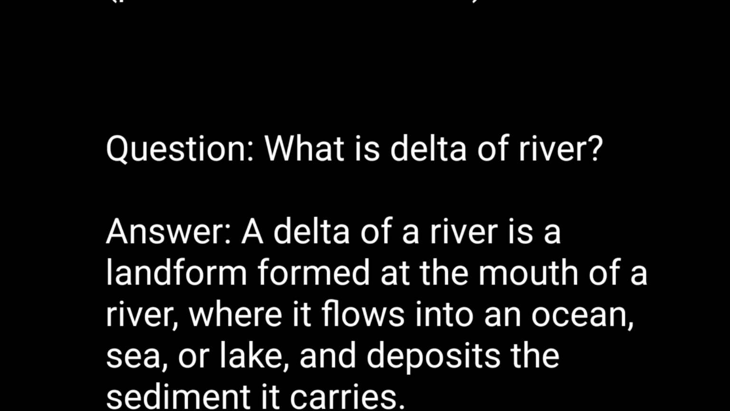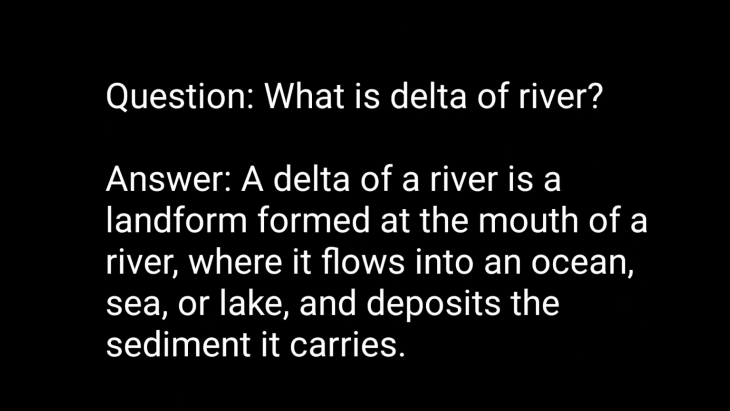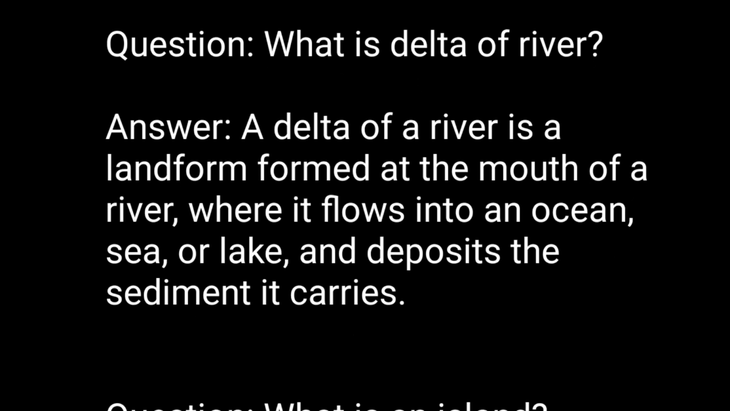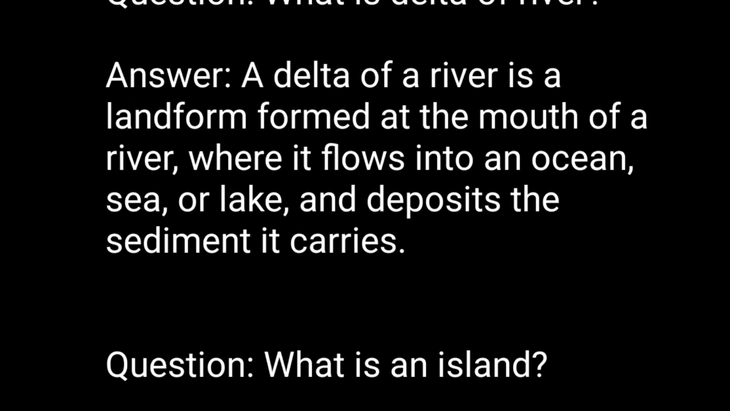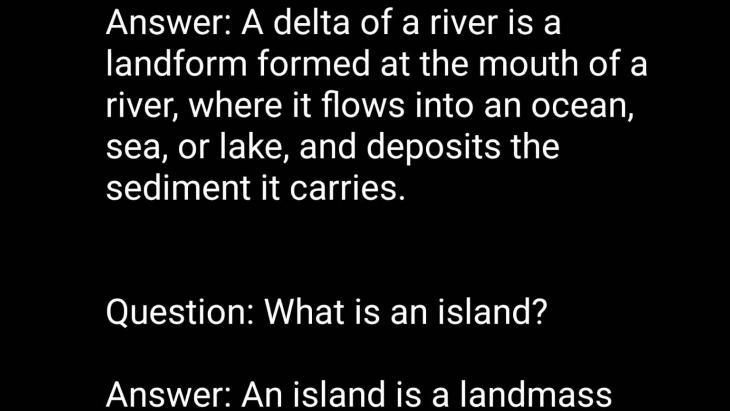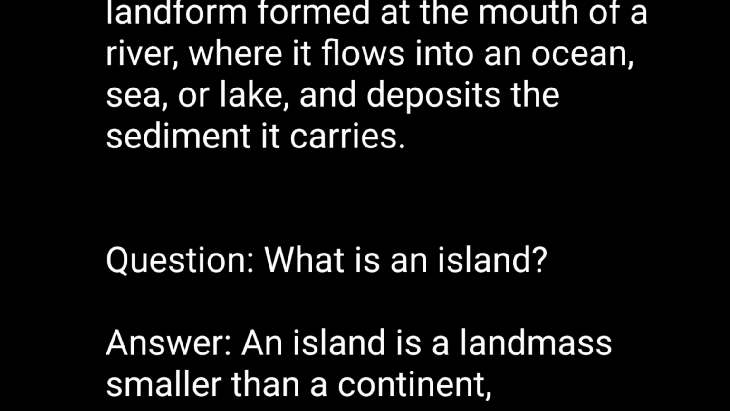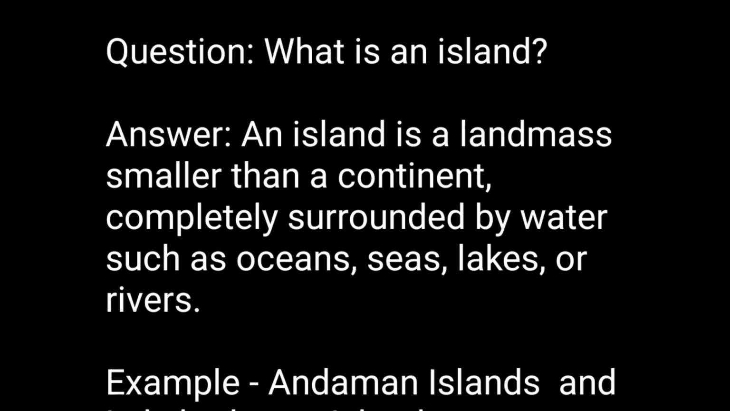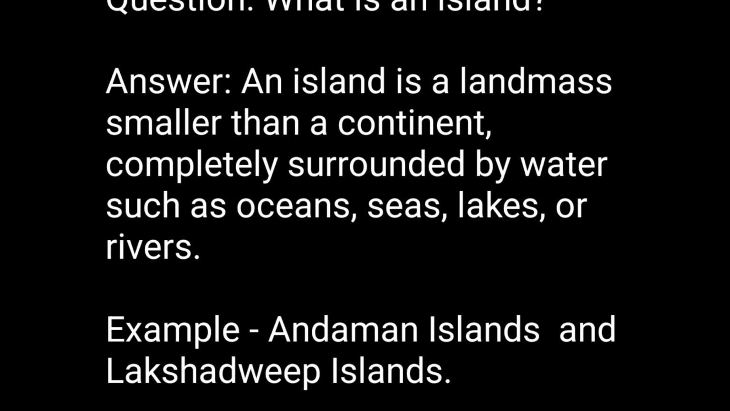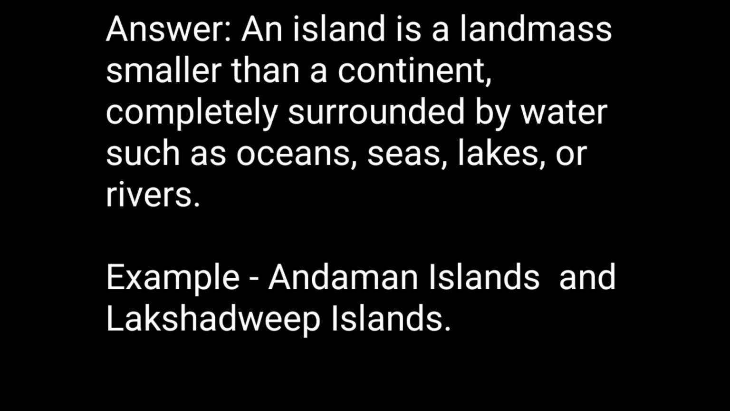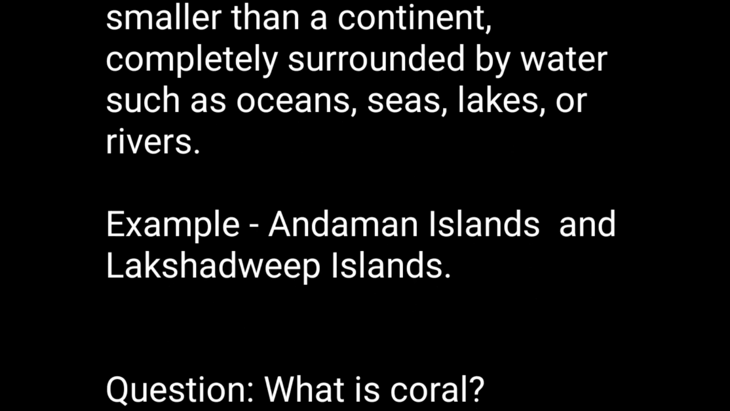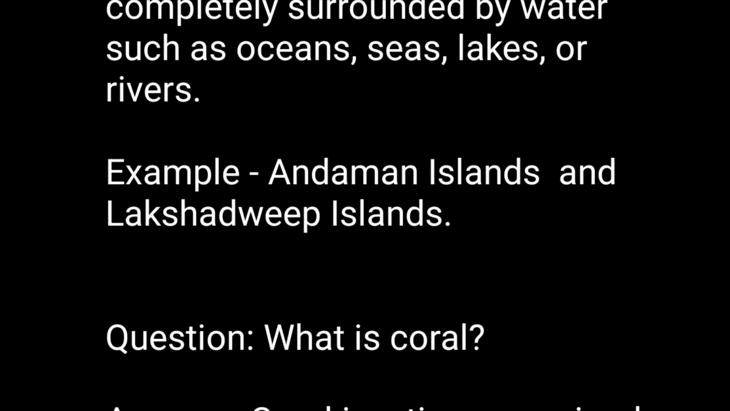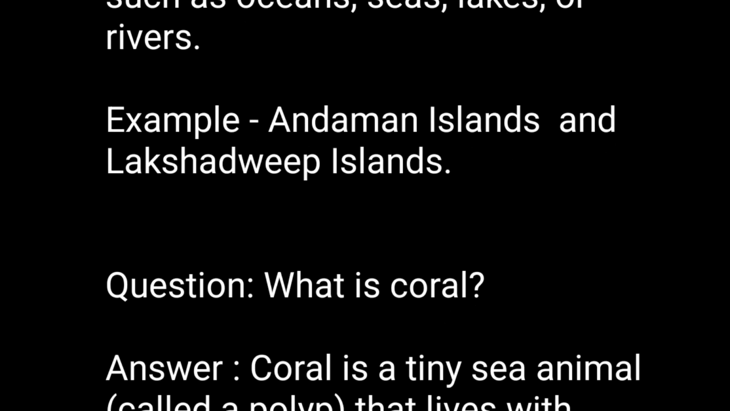Question. What is delta of river? Answer. A delta of a river is a landform formed at the mouth of a river, where it flows into an ocean, sea, or lake, and deposits the sediment it carries. Question. What is an island? Answer. An island is a landmass smaller than a continent, completely surrounded by water such as oceans, seas, lakes, or rivers. Example, Andaman Islands and Lakshadweep Islands.